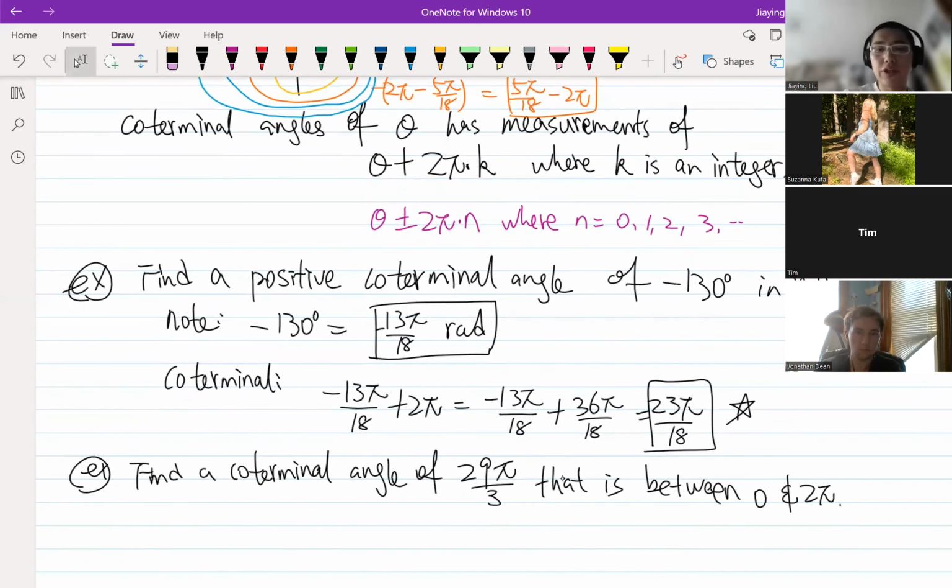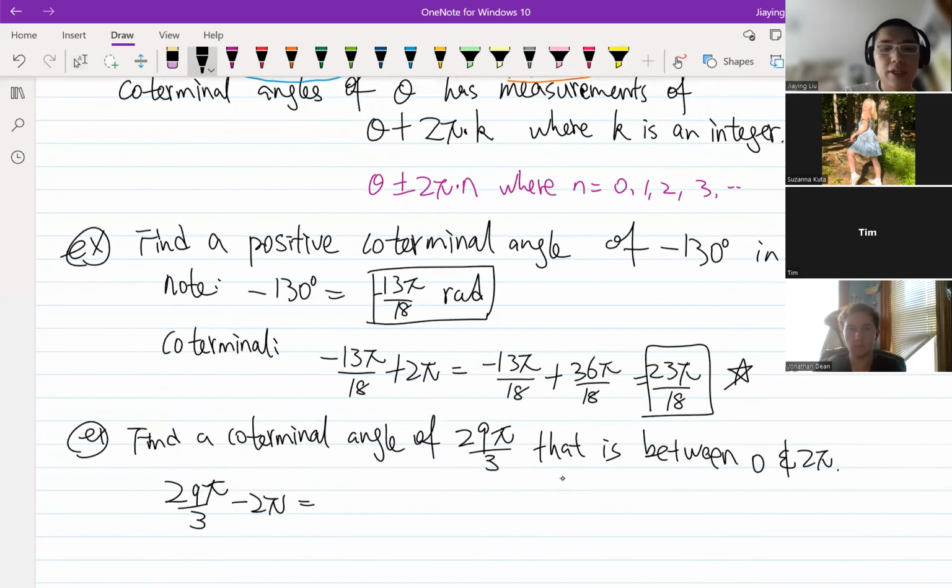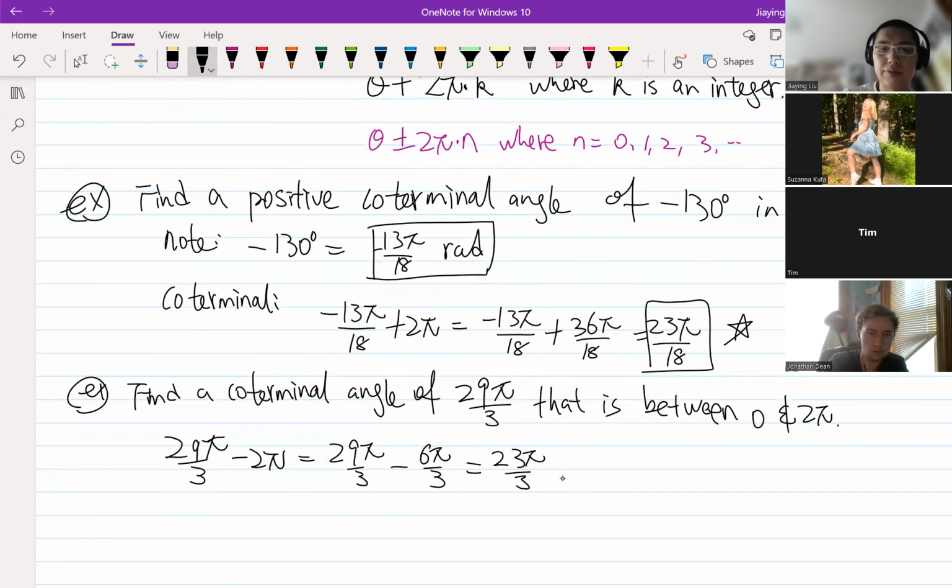Well, by just first looking at it, we know that 29 pi over 3 is a pretty big number because it's 29 in the numerator. So I'm going to subtract 2 pi to begin with. So 29 pi over 3 minus 2 pi. Let's solve for this angle, to see if it's between 0 and 2 pi. So that's going to be 29 pi over 3 minus 6 pi over 3. So that's going to be 23 pi over 3. It's still pretty big. And then I'm going to keep subtracting 2 pi.